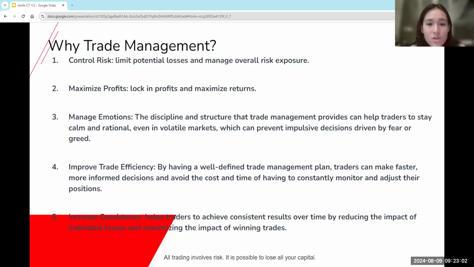Okay, so trade management. Let's talk a bit about trade management because this applies to pretty much any trading strategy that you use. Okay, so firstly, why is it important? Of course, firstly is to control risk. So it helps you to limit your potential losses and manage your overall risk exposure.